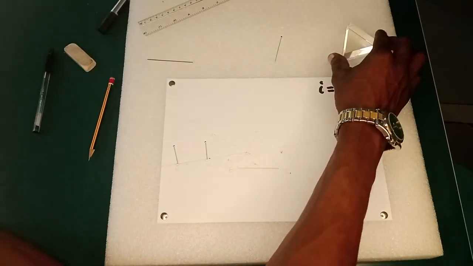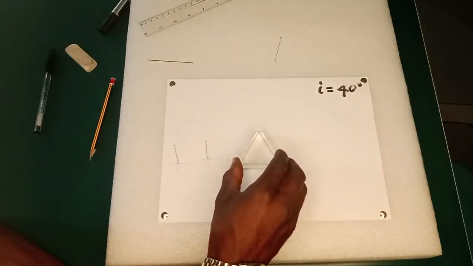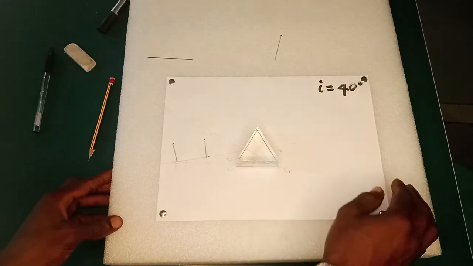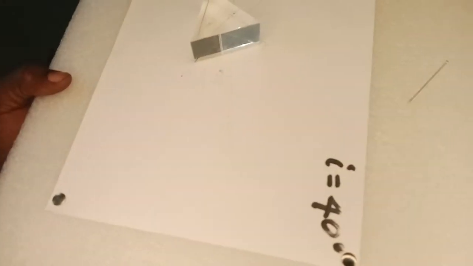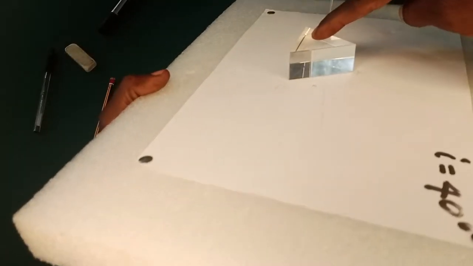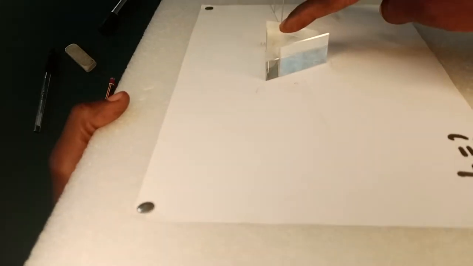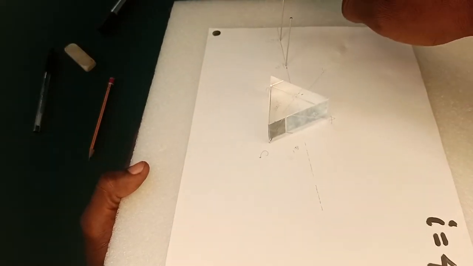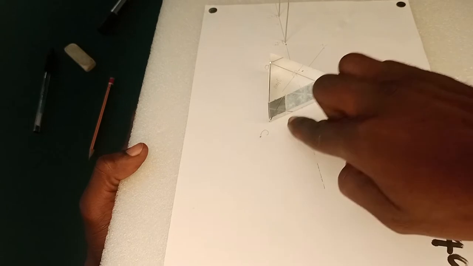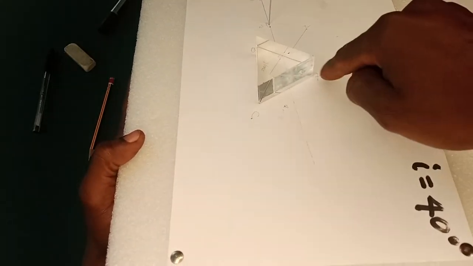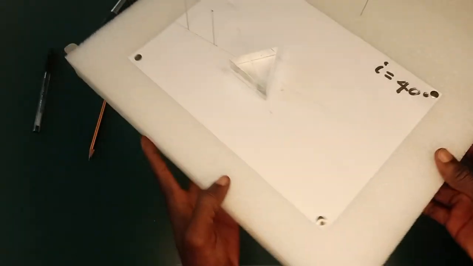The next thing to do is to replace this glass back in its place. Then we have to view it at surface AC. If you view it at surface AC, you observe that this pin and this pin will appear down here. Then you have to put pin 3 and pin 4 in line with the pins you see in the glass. That is just what I'm supposed to do right now.